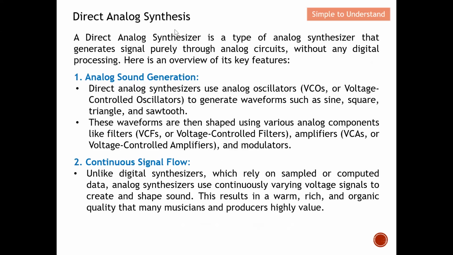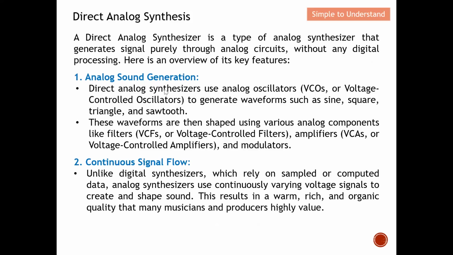A direct analog synthesizer is a type of analog synthesizer that generates signal purely through analog circuits, without any use of digital processing. Let's do a quick overview of the key features of direct analog synthesis. The first one is analog sound generation. In short, direct analog synthesis is mainly used for sound, as you will see later on.